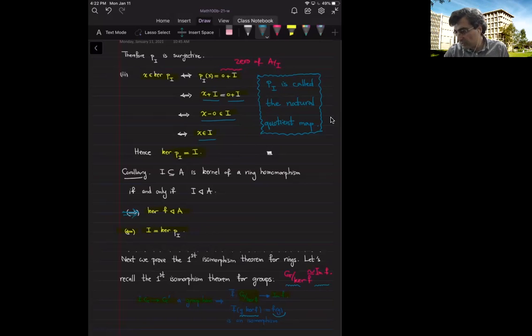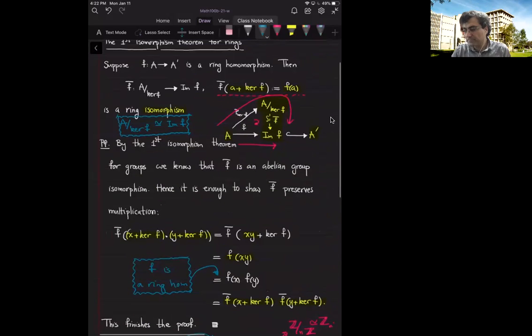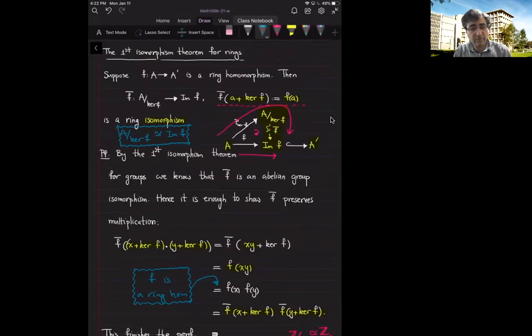Okay, what is the first isomorphism theorem for rings? So suppose f is a ring homomorphism from a ring A to another ring A prime. Then A modded by the kernel of f is isomorphic to the image of f as rings. So you see the same statement holds not as groups, but rather as rings.